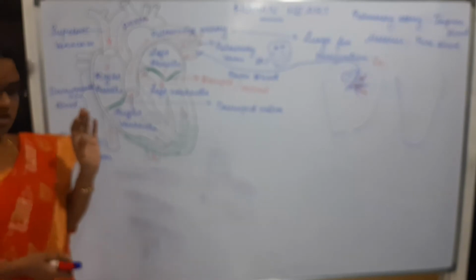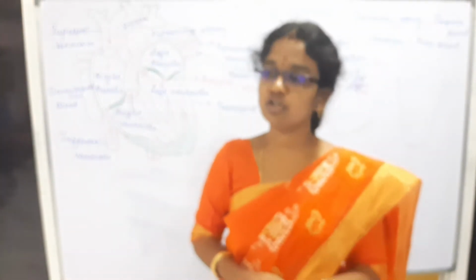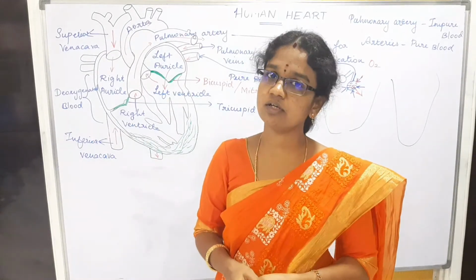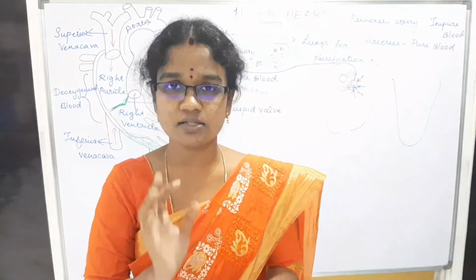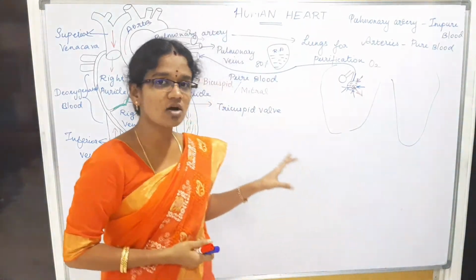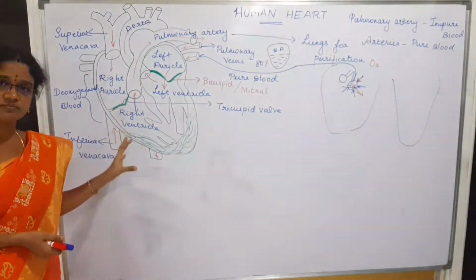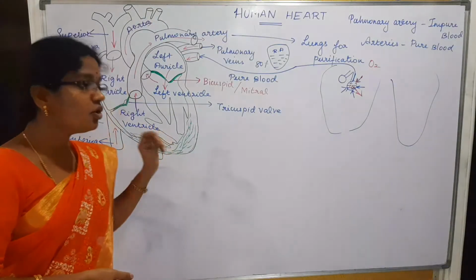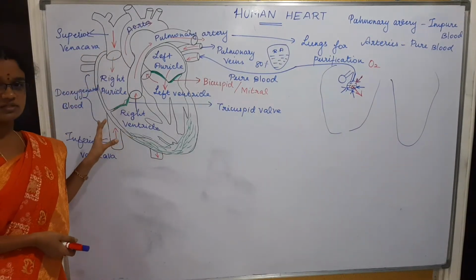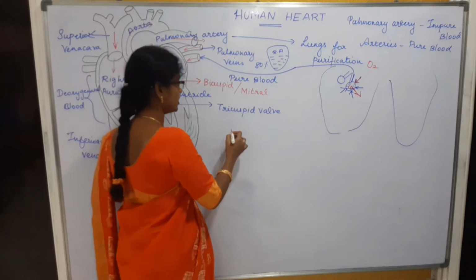For example, in order to run a fan, in order to run a machine, what is required? Current is required, right? That means the charges are required. So the human heart is also considered as a machine. How does it work? How does it start pumping? Because of the nodes which are present in it, right? So I could draw a rough diagram over here.